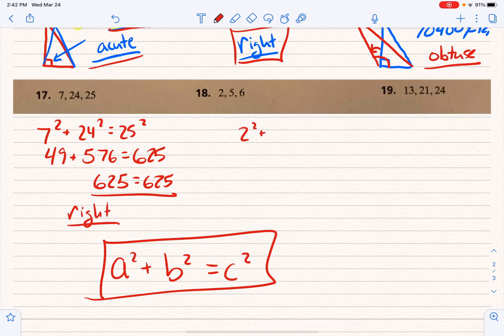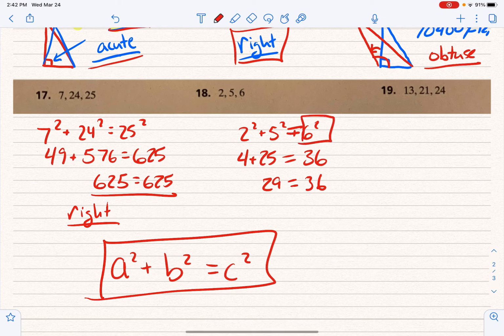Okay, 2 squared plus 5 squared equals 6 squared. Well, that would be 4 plus 25, and is that equal to 36? No, 29 isn't equal to 36. And so what's wrong? The hypotenuse, I wrote plus, I meant equals. The hypotenuse side is too large. It's not equal and it's too big. So this must be an obtuse triangle.